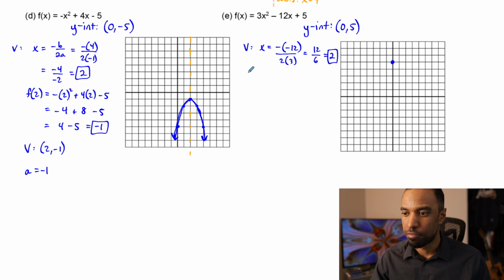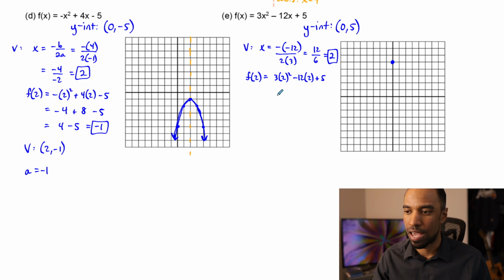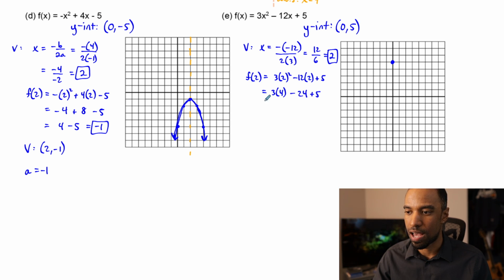The y value, f of 2, we're going to be getting 3 times 2 squared minus 12 times 2 plus 5, okay? 2 squared is 4. 3 times 4 there, minus 12 times 2 is 24, plus 5. So that's going to be, I should have just written that as 12, my bad. Minus 24 plus 5.